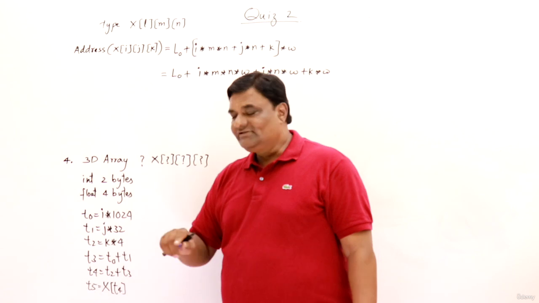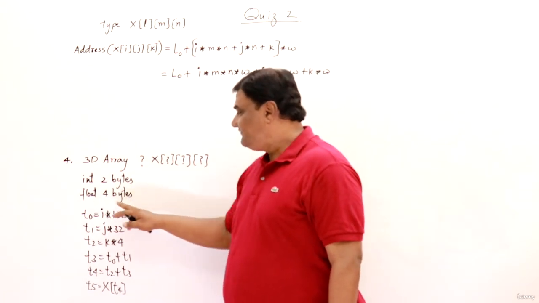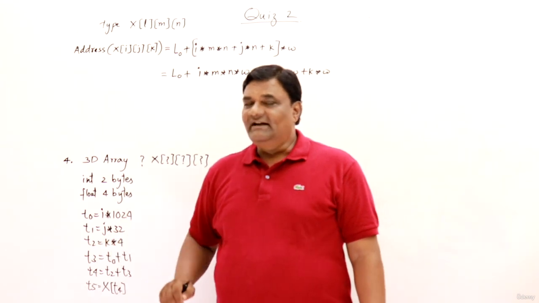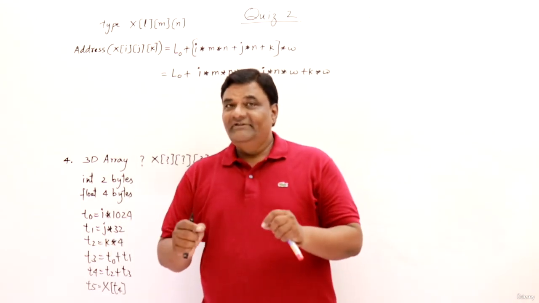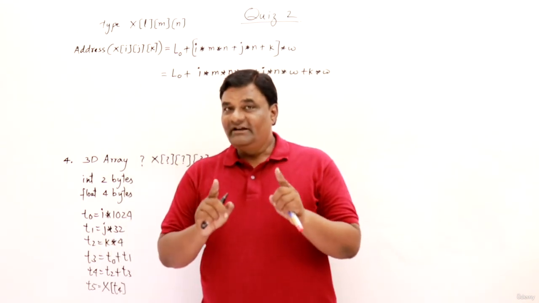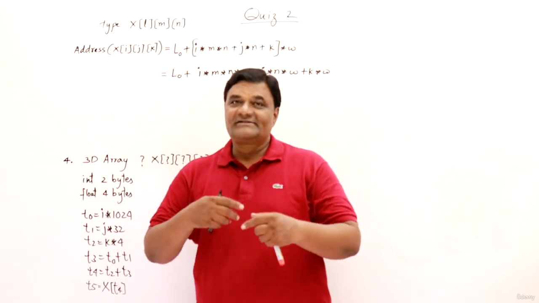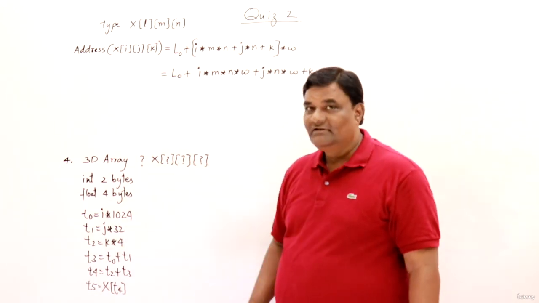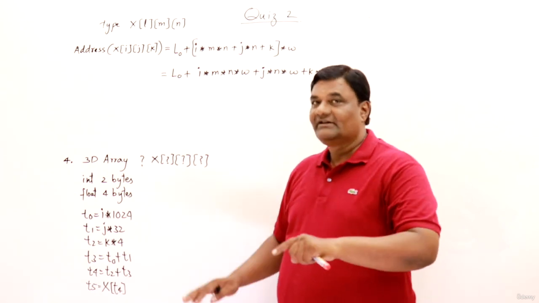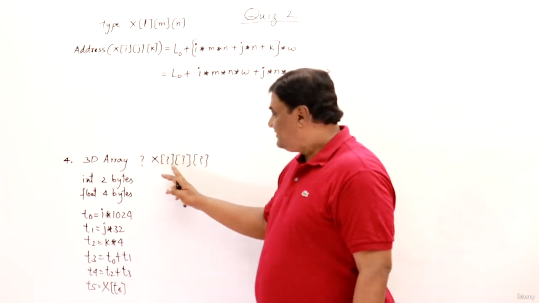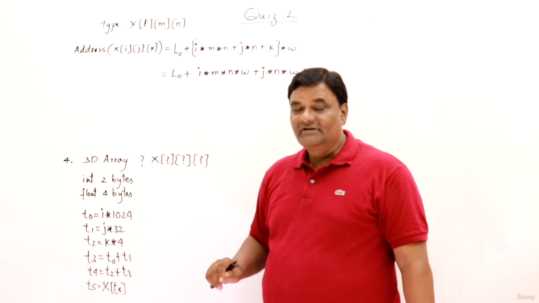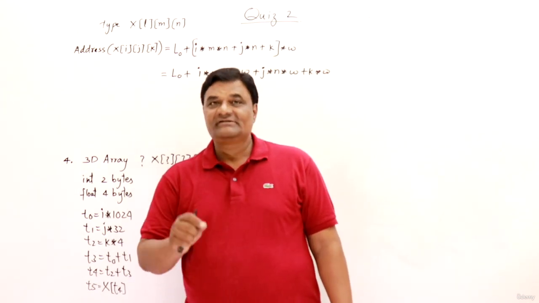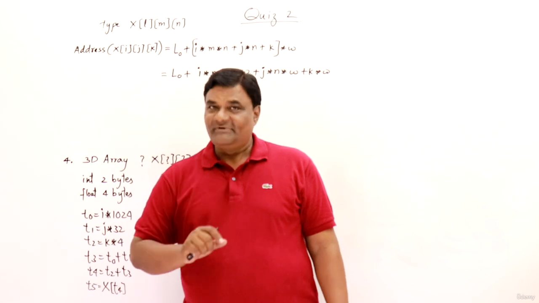And if the size of an integer is 2 bytes and the size of float is 4 bytes, this is given in the question. And the question says that for evaluating the address for a 3-dimensional array, the compiler is performing the following steps. And these are the steps given. Then from these steps, can you find out what are the dimensions and what is the data type? This is the question.